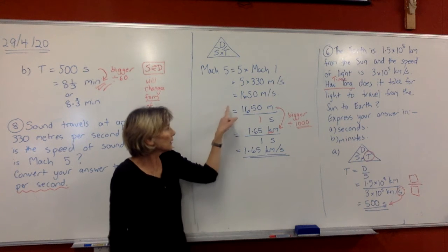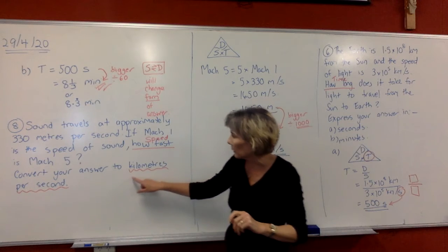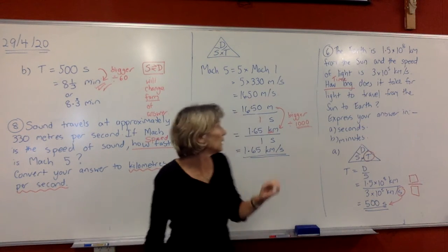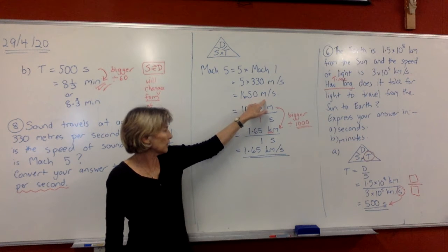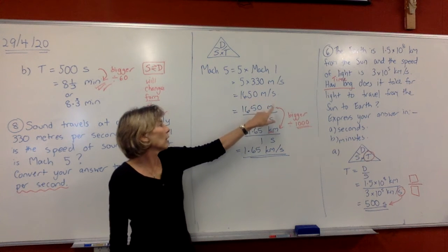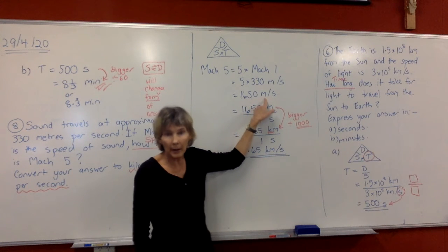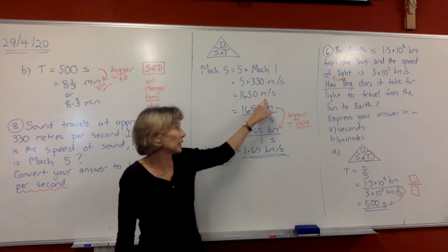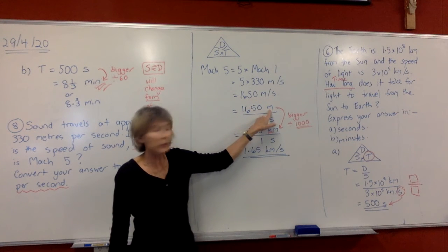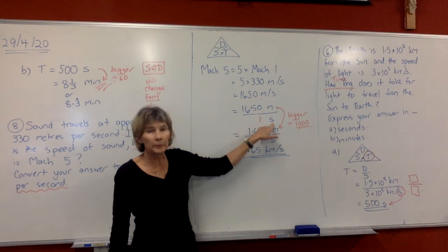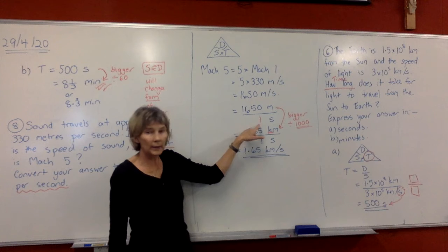Now, the next thing we're going to do is we have to change that answer because the question said that they wanted it in kilometres per second. And our answer is in metres per second. So you can do what you like to go from there to your final answer, but I'm just doing it like this because sometimes they might want it as kilometres per hour or kilometres per minute or something. So what I've done is I've written 1,650 metres on the top, seconds on the bottom. Now, because it's per second and there's no number there, it's always a 1.